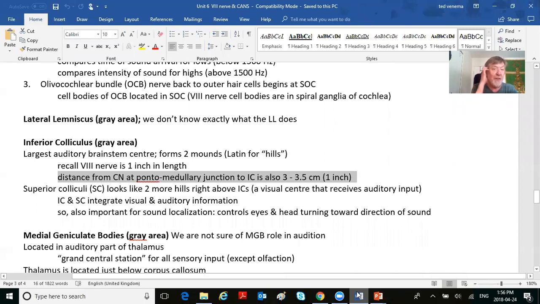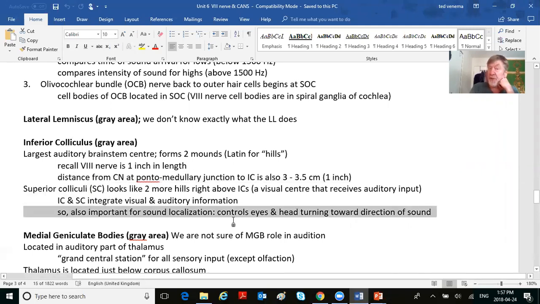Superior colliculi, SC, look like 2 more hills right above the inferior, a visual center that receives auditory input. IC and SCs thus integrate visual and auditory information. So now you not only know the direction of sound from the SOCs, but now your eyes are snapping in the direction the sound is coming from. You get it? All right. So the inferior colliculus is also important for sound localization, controls eyes and head turning toward direction of sound.